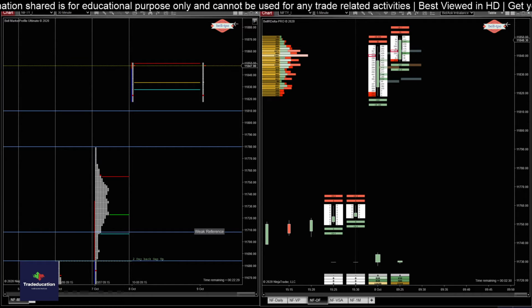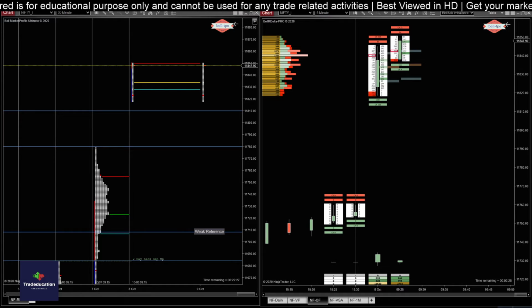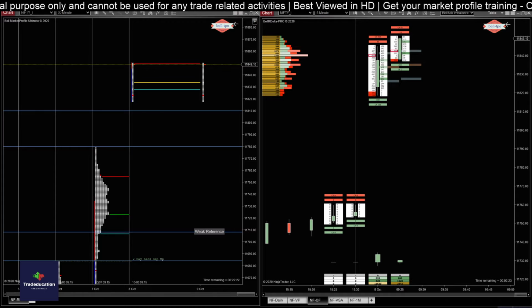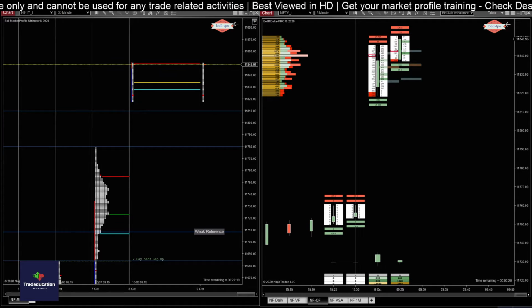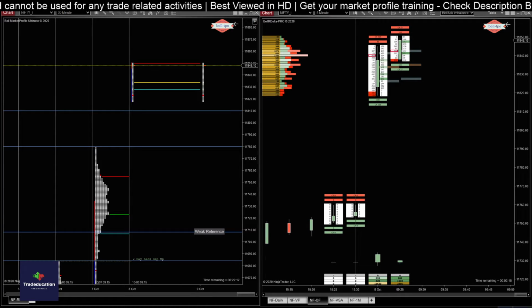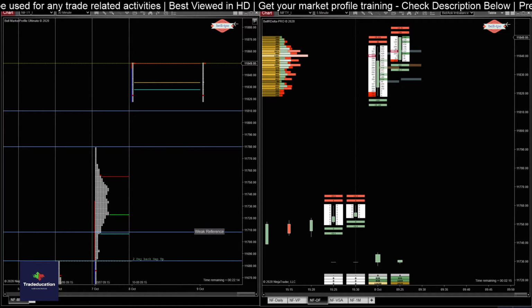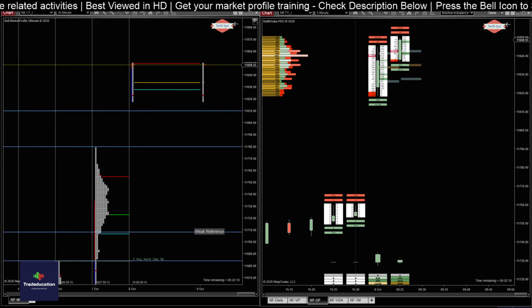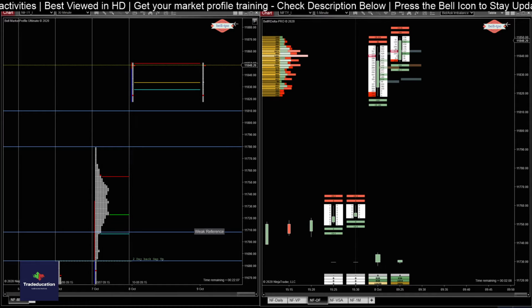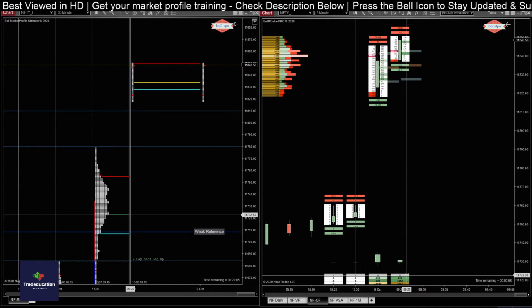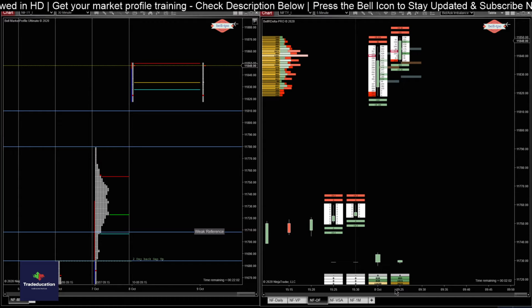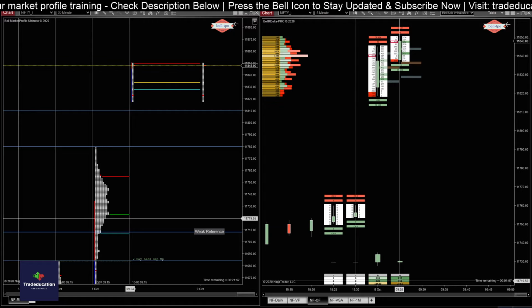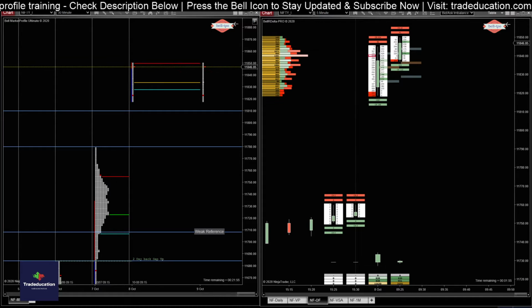Again, we are seeing continuation to the upper side. Delta is turning positive. 11,600. So the volume I'm expecting should be around 5 to 6,000.